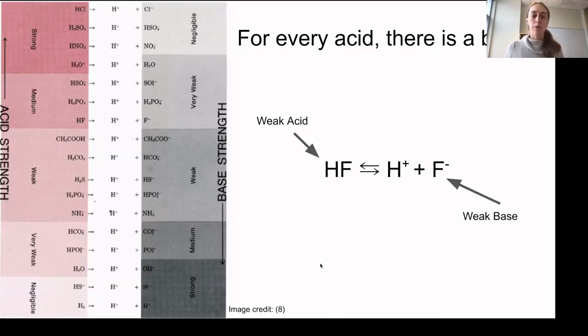So for every acid, there is a base. These reactions are frequently reversible. So if we have a weak acid, like hydrofluoric acid, we can have a weak base, which is our fluoride ion and our proton here.